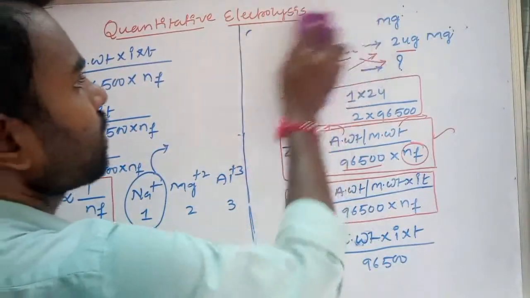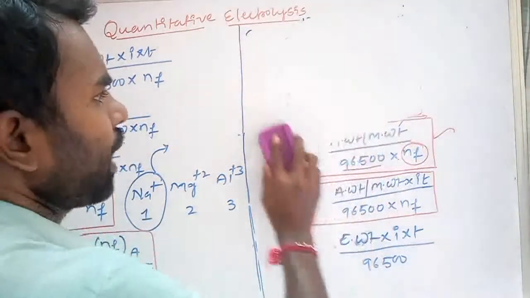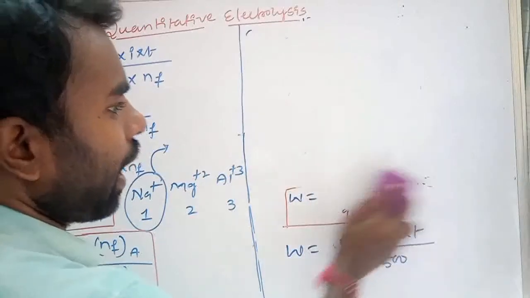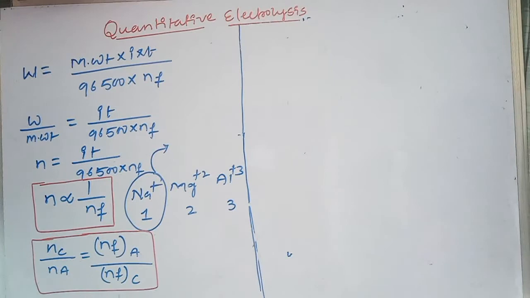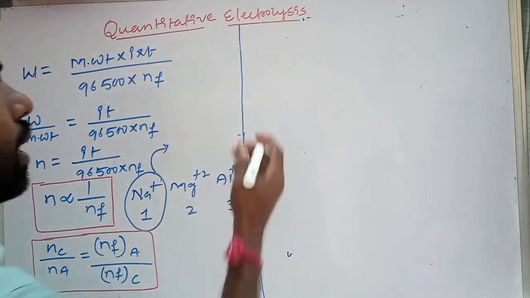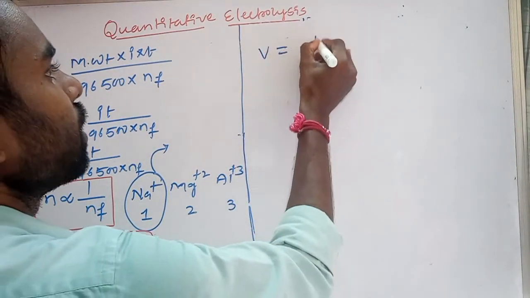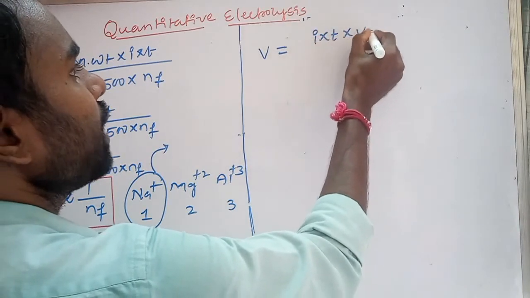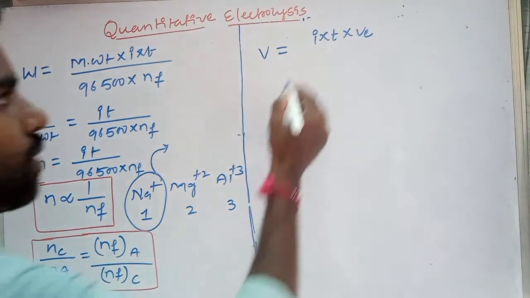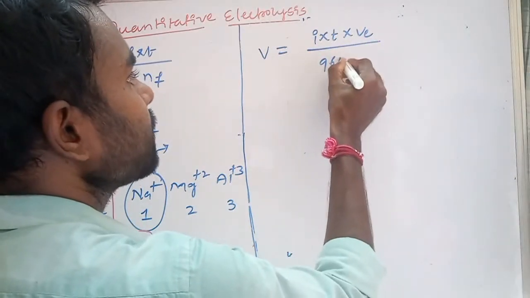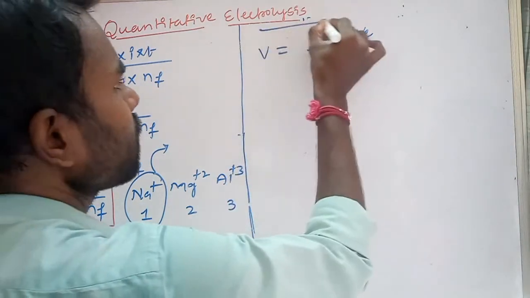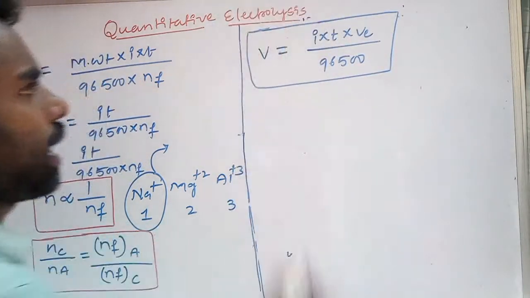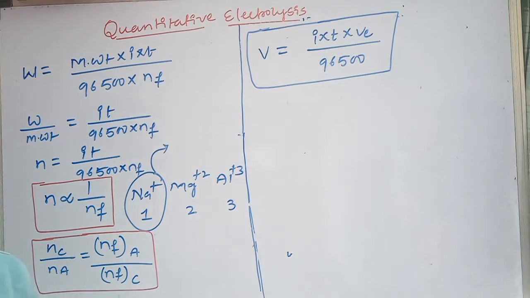Next, another one. For example, if a gas is deposited at an electrode, at that time what formula can we write? We can directly write one formula: volume of gas equal to I into T into equivalent volume of gas by 96,500. This is the direct formula. With the help of this formula we can calculate the volume of the gas deposited at the electrode. So this is about Faraday's first law.